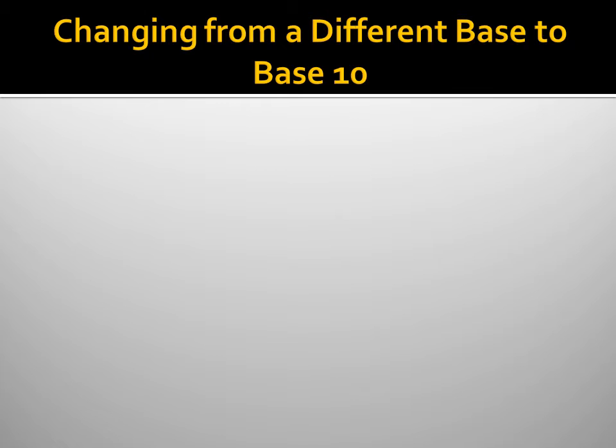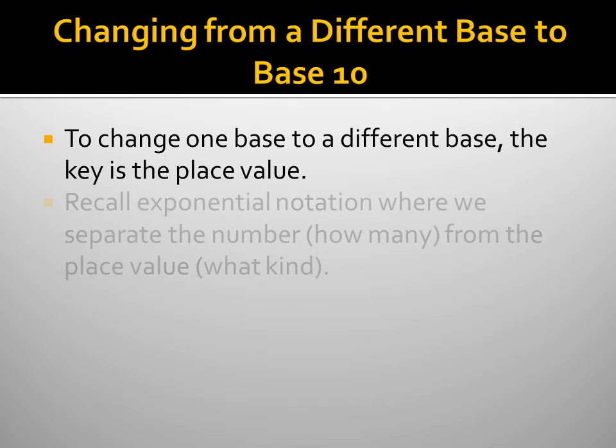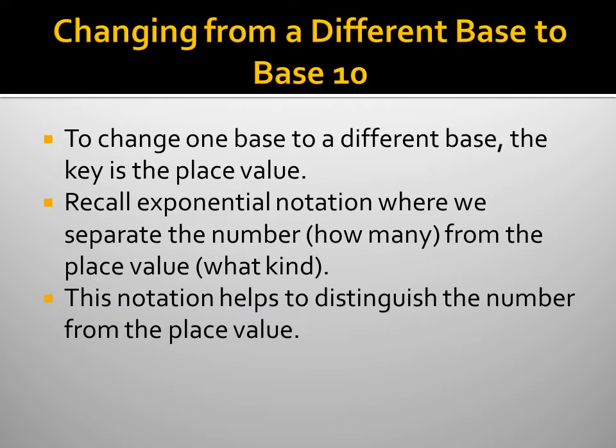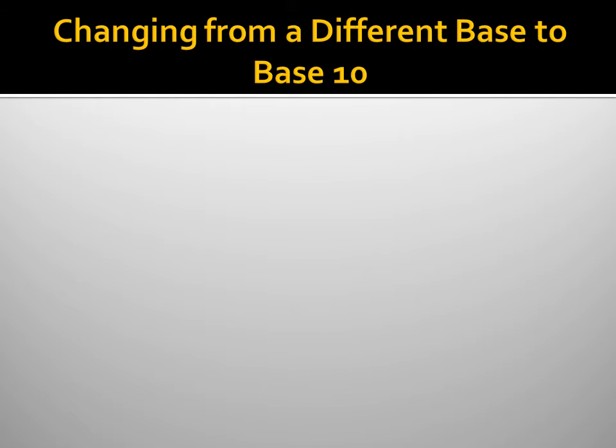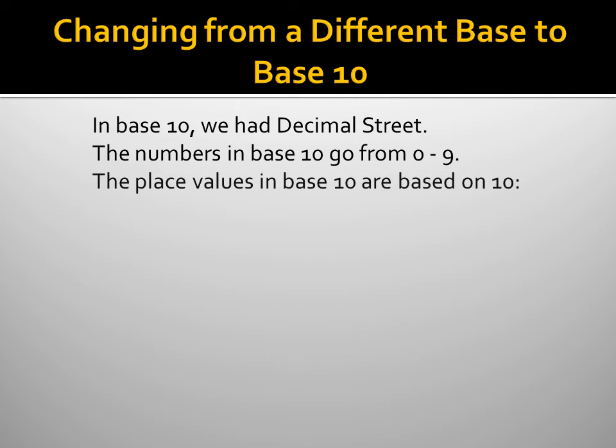First of all, a little bit of background. To change one base to a different base, the key is the place value. Recall exponential notation, where we separate the number, which is how many, from the place value, which is what kind. This notation helps to distinguish the number from the place value. In base 10, we have what we call decimal street. The numbers in base 10 go from 0 to 9. The place values in base 10 are based on 10, and they are 10 to the 0, 10 to the 1, 10 to the 2, 10 to the 3, and so on and so forth. Those are the place values.